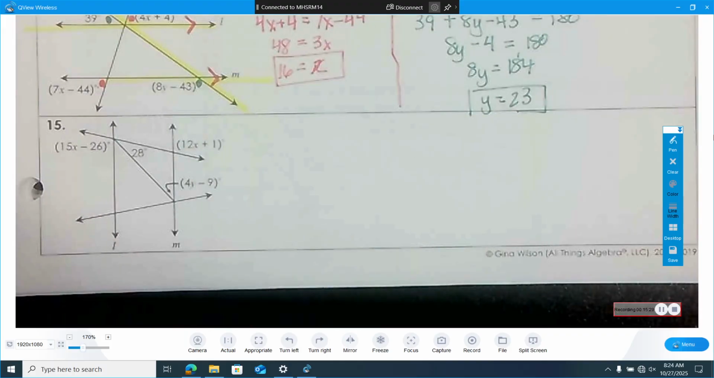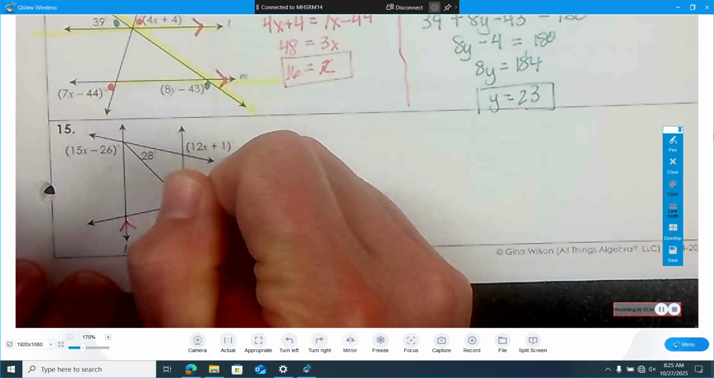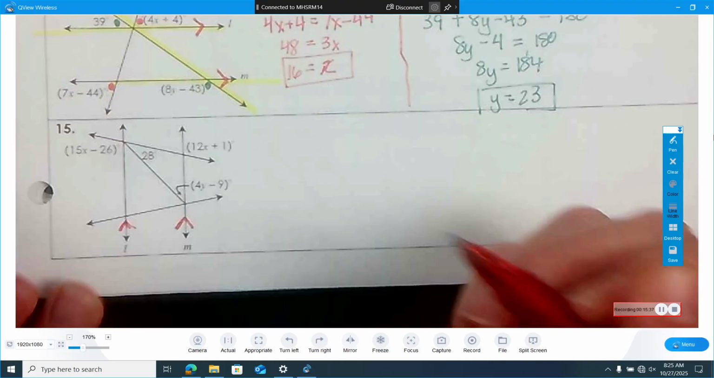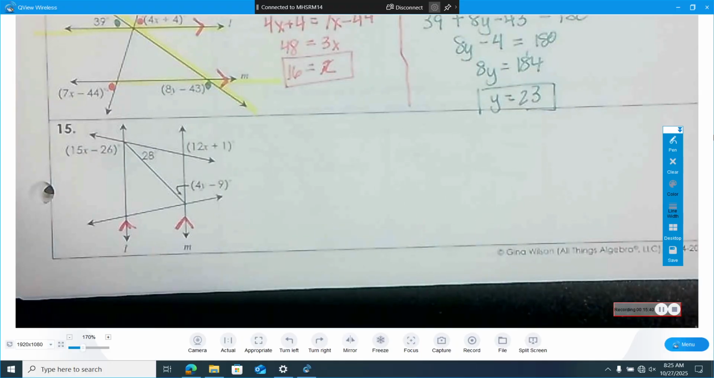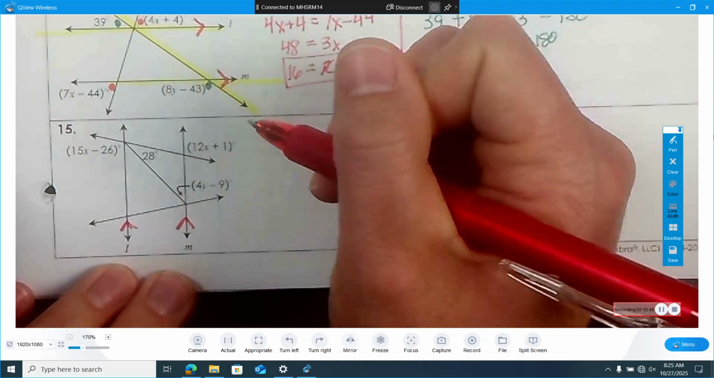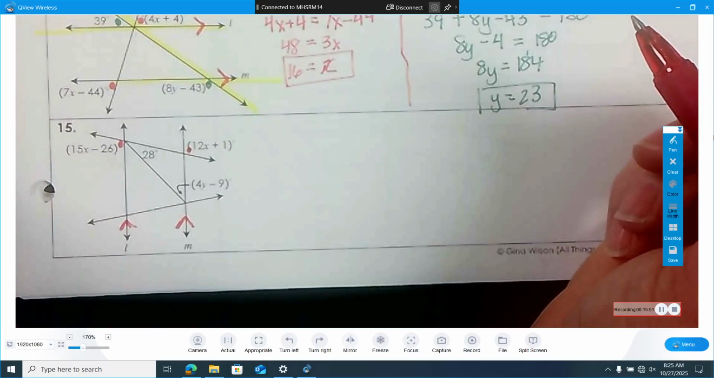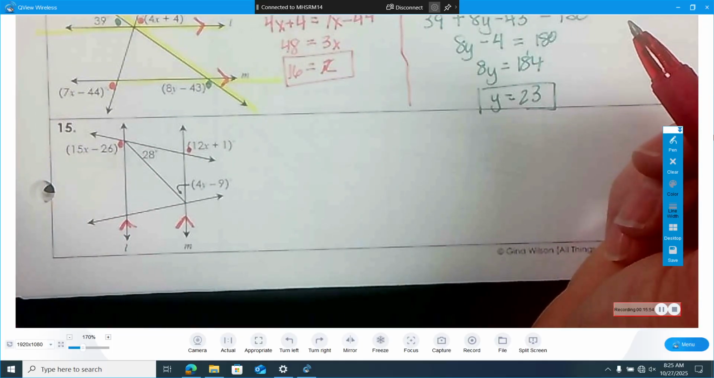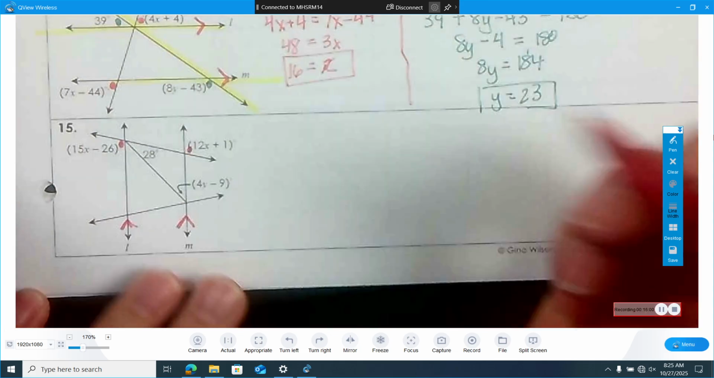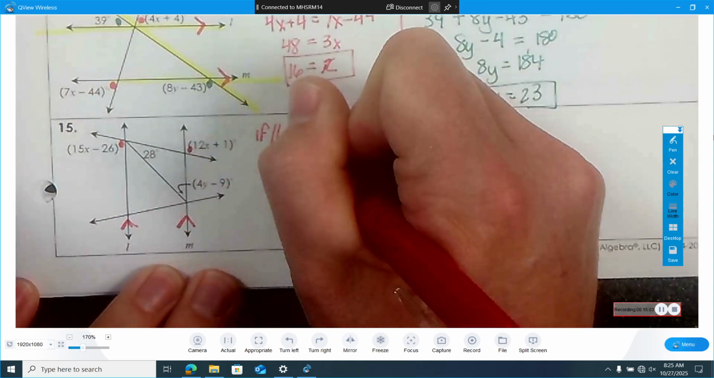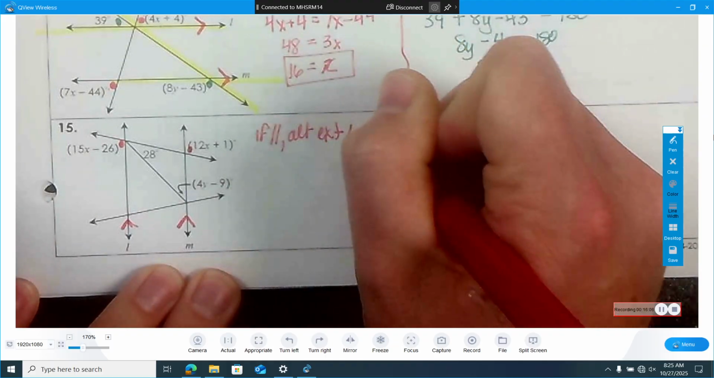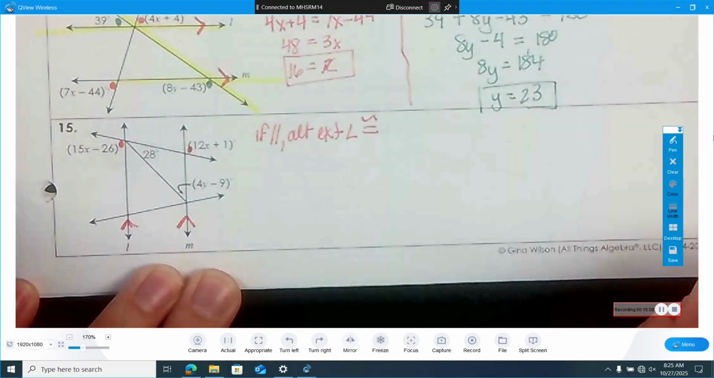All right, last one, guys. Number 15 here. We have parallel lines. Line L is parallel to line M. Minus 26, yeah. Yes, they are. Alternate exterior angles. Beautiful. So if parallel lines, alternate exterior angles are congruent. So we can write what equation?